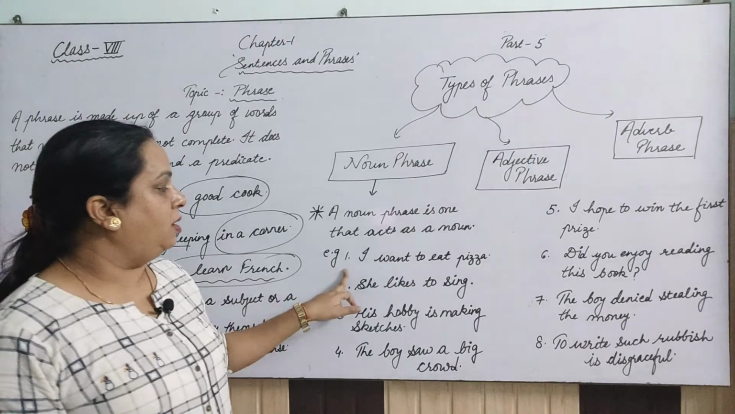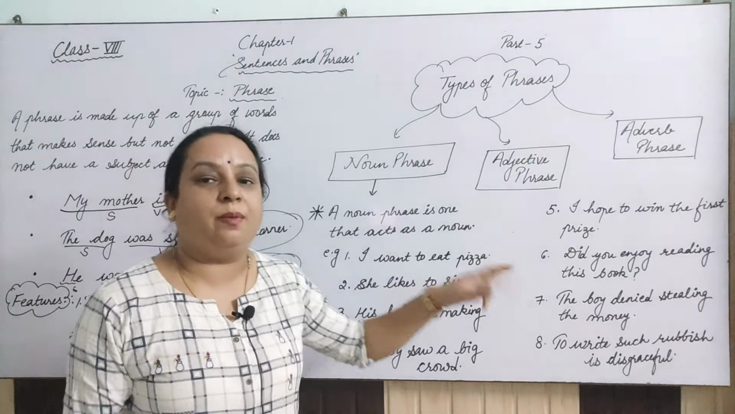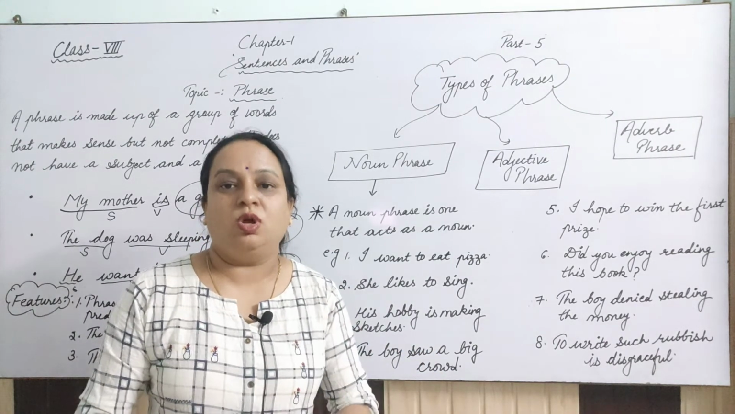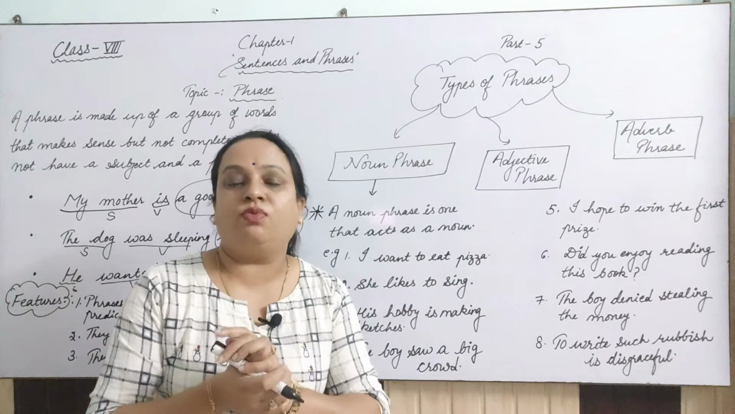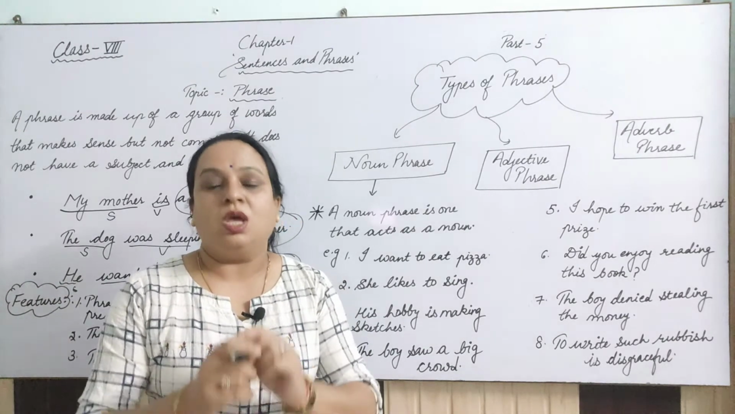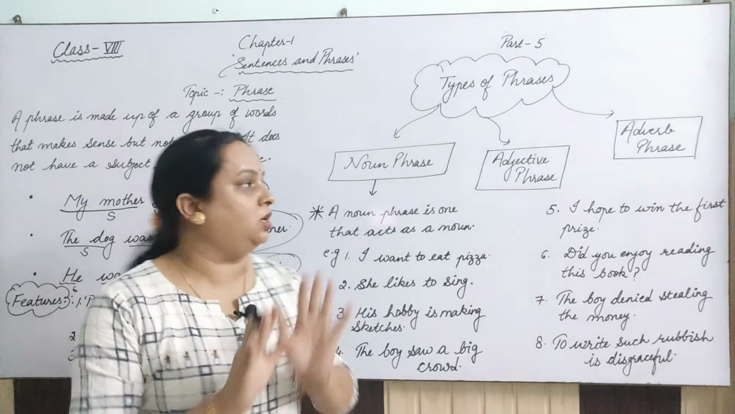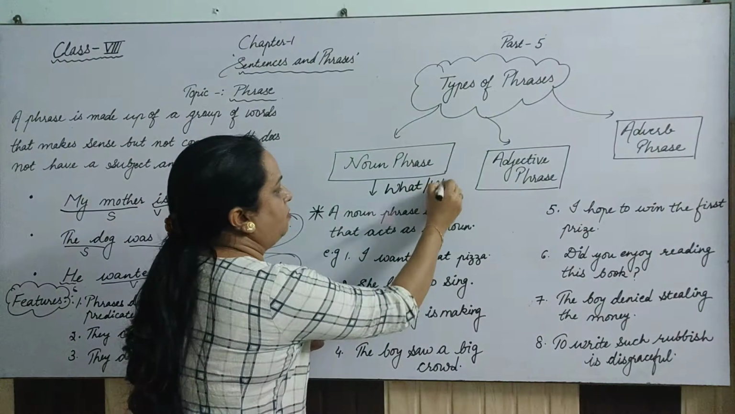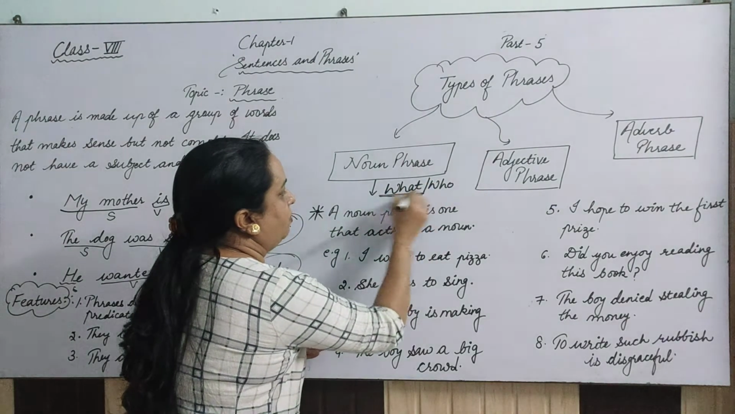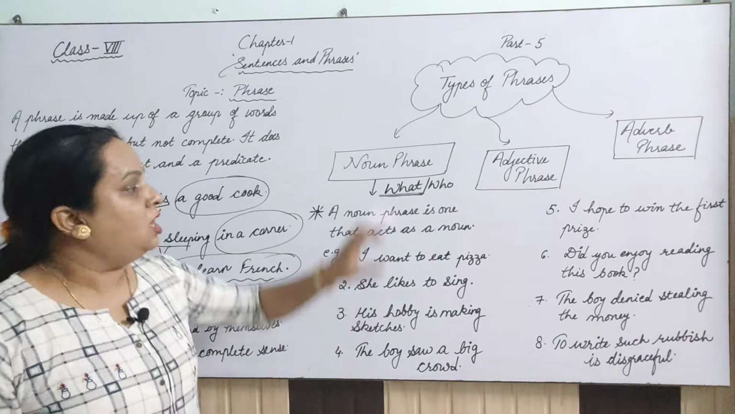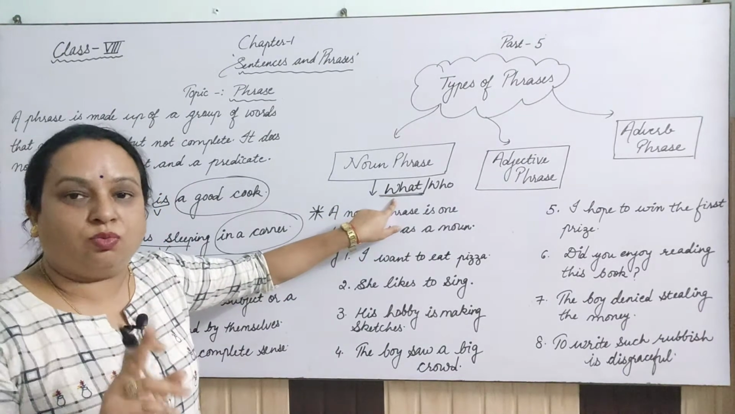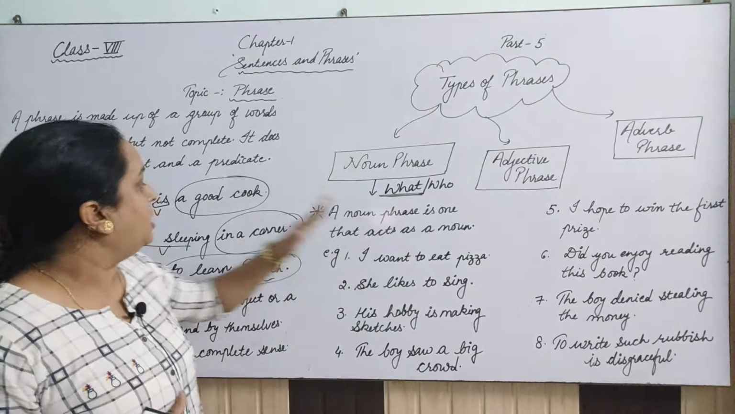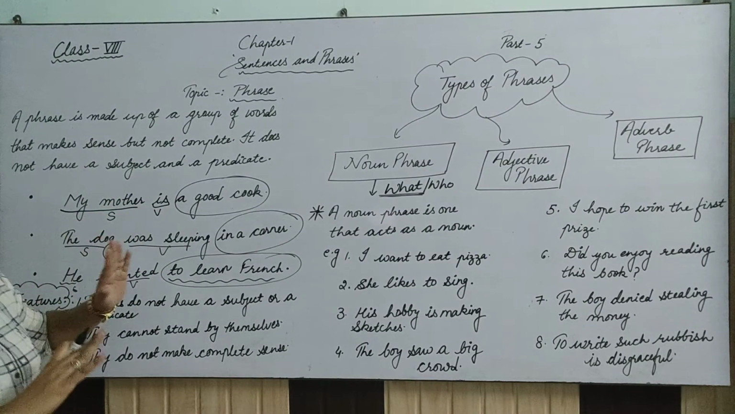Now, see example number one. I want to eat pizza. This is a very simple and easy trick I want to give to you. If you want to get the noun phrase in a given sentence, then you have to frame the question with the word what. Or in some cases it may be who, but generally it will be what. But where do you have to frame that question with what? Let's see. The subject and the verb should not be there.